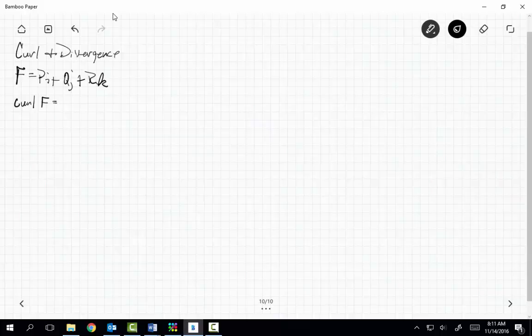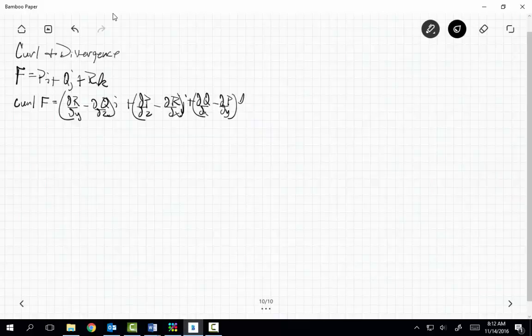So the curl of F is defined as, and you're going to freak out a little bit here, partial R with respect to y minus partial Q with respect to z times i, plus partial P with respect to z minus partial R with respect to x times j, plus partial Q with respect to x minus partial P with respect to y, and those are partials, of course, k. All right, so let's look at what happens.